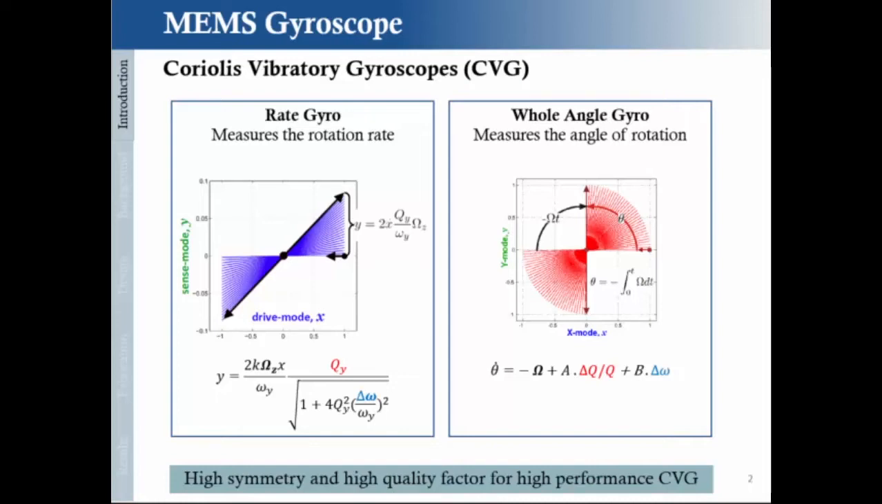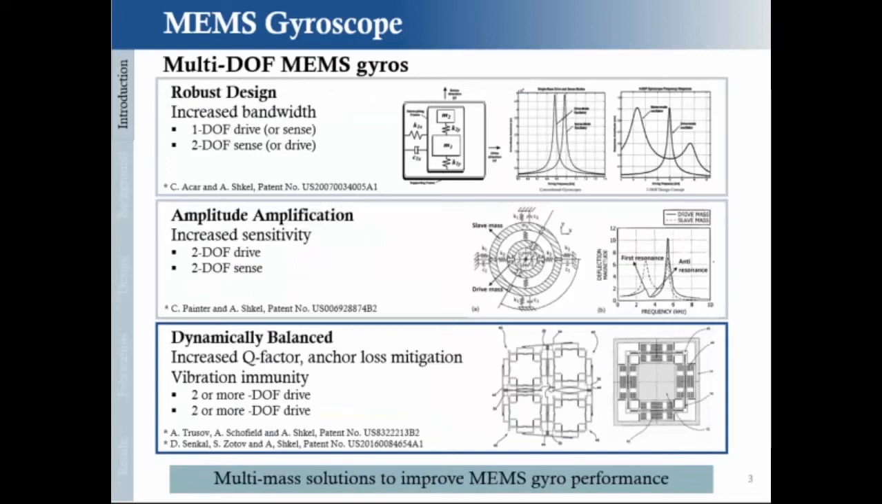In both cases, regardless of the modality in which the device is instrumented, the sensitivity of the device will benefit from an increase in quality factor, and an increase in symmetry, or reduction in the frequency split between the principal axes of motion. Over the years, we've been exploring going beyond a single degree of freedom mass, or single mass.